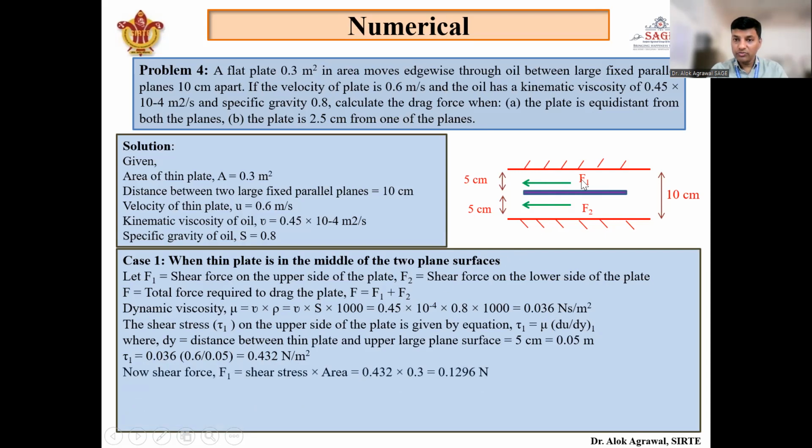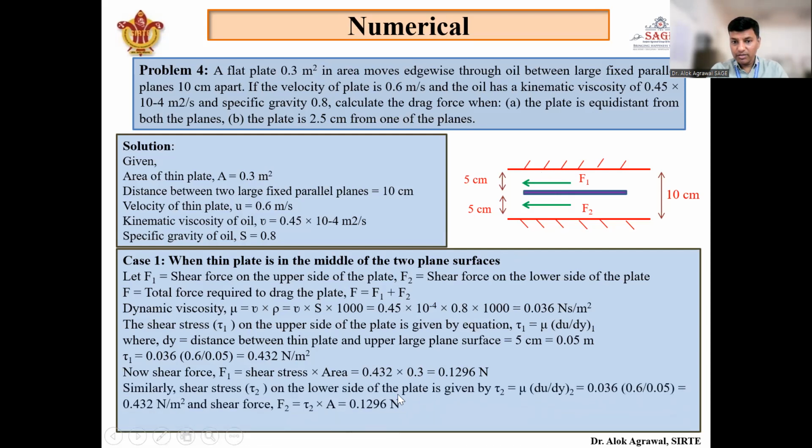Now we have to calculate shear force, so we have to multiply this shear stress with area. Multiplying this shear stress with area, which is given as 0.3 meter square, we get F1 as 0.1296 Newton. On a similar note, we have to calculate F2, and this plate is at equidistance from both the parallel planes. So here in case 1, F2 will again be the same, that is 0.1296 Newton. Now the total drag force will be F1 plus F2, which comes out to be 0.2592 Newton.